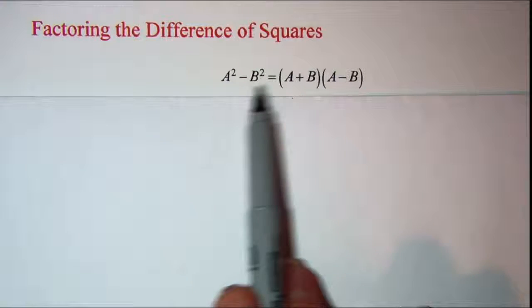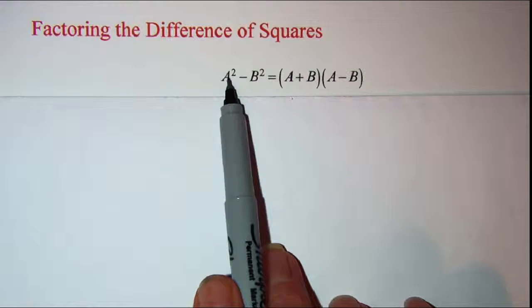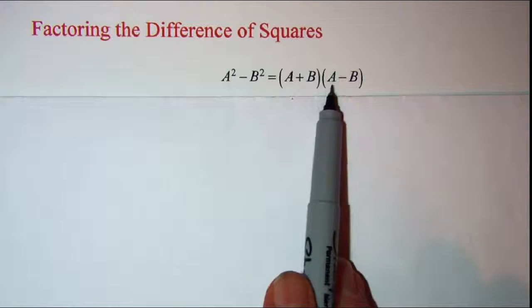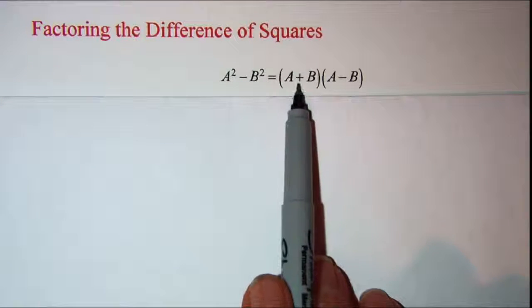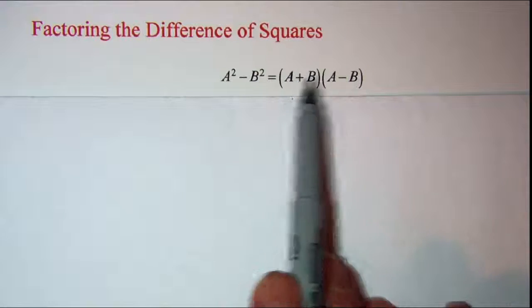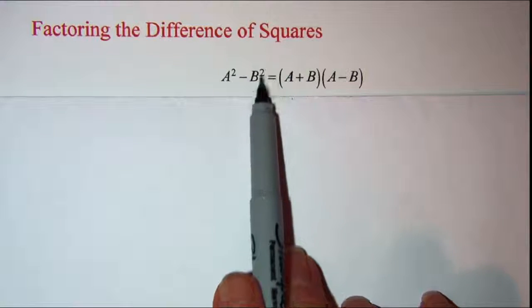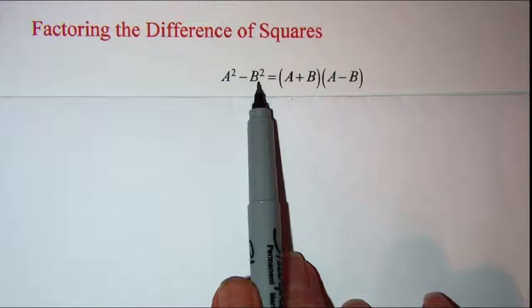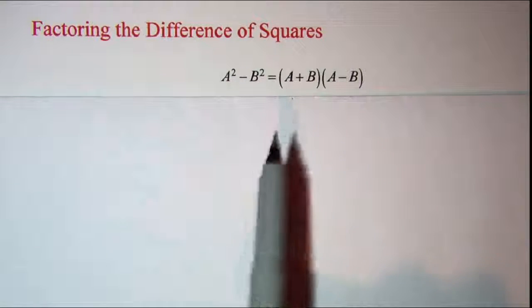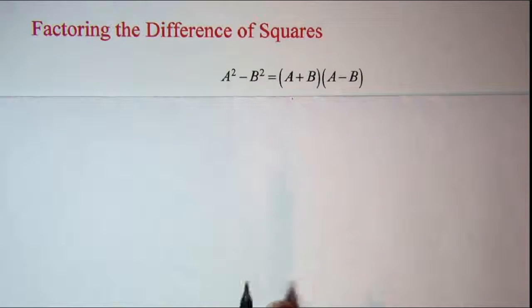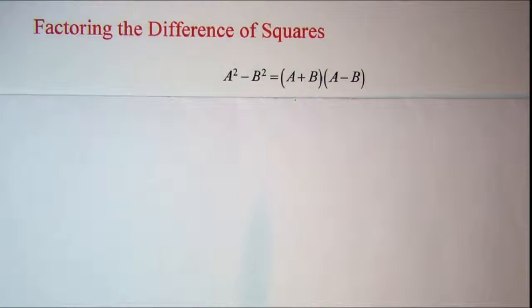In other words, you're going to square root the first square and write it as the first term in each binomial, and then you'll have a plus in one of the binomials and a minus in the other, and then you're going to square root the second term in the difference of squares and write that as the second term in your binomials. So let's do a few examples.